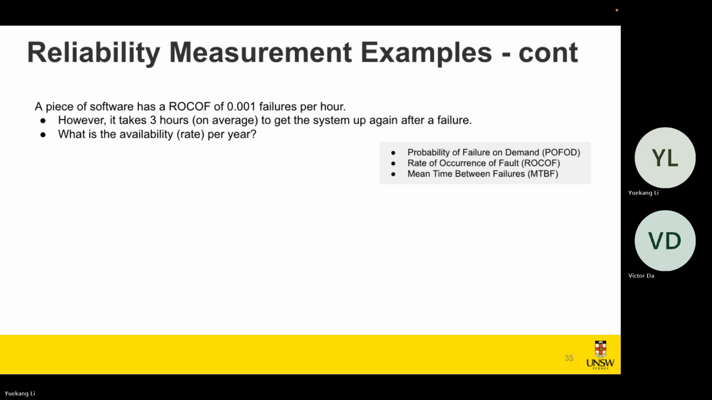So let's assume that we have a piece of software that has the rate of occurrence of failures of 0.001 failures per hour. However, after each failure, it takes 3 hours on average to repair the system and restart the system. So what is the availability per year?